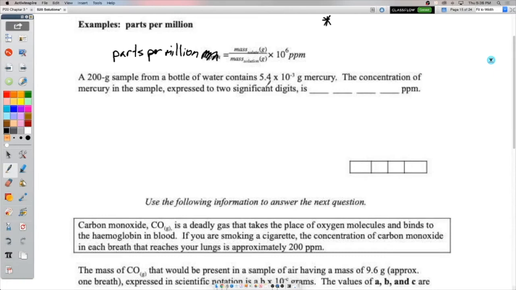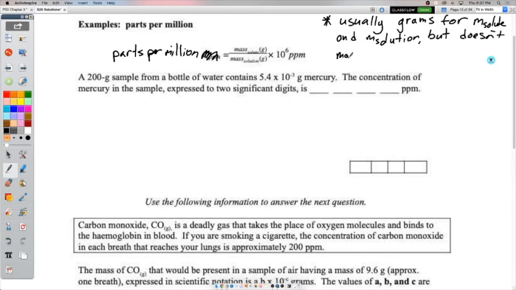Okay? Usually it's grams for M solute and M solution. But just like with our percent by volume, it doesn't matter as long as they're both the same. As long as your solute units are the same as your solution units, it's no big deal.